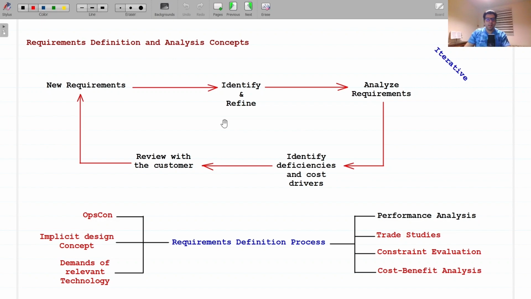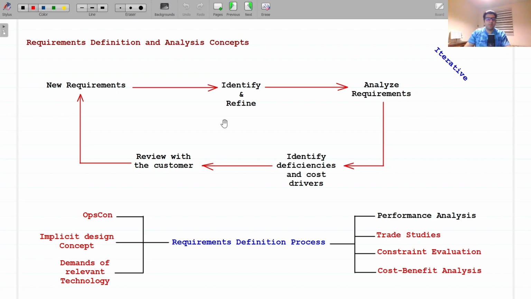Requirements definition and analysis, like the set of SE processes, is an iterative activity in which new requirements are identified and constantly refined as the concept develops and additional details become known. The requirements are analyzed and deficiencies and cost drivers are identified and reviewed with the customer to establish a requirements baseline for the project. An objective of requirements analysis is to provide an understanding of the interactions between the various functions and to obtain a balanced set of requirements based on user objectives.